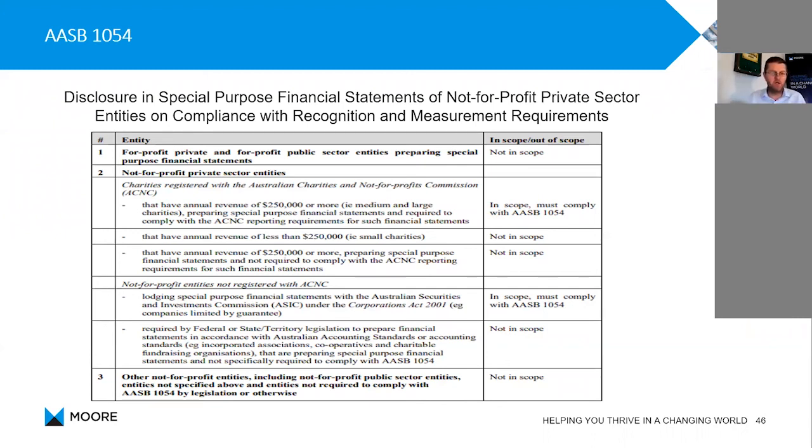So for instance, if you decide you're going to do a special purpose set of accounts and you're not going to comply with the lease standard, then you would need to make a statement that says you haven't complied with that and what your policy is and why you've done that, why it still presents a true and fair view, for instance.